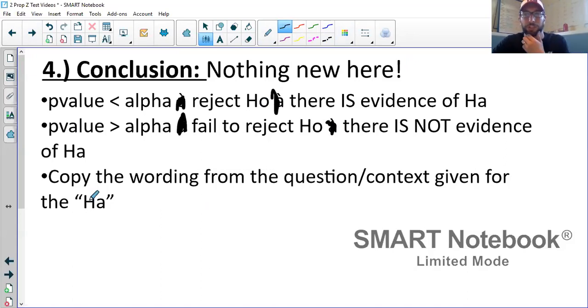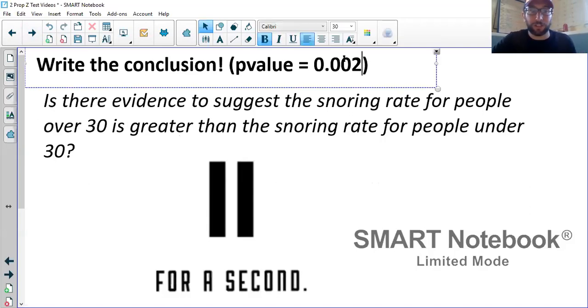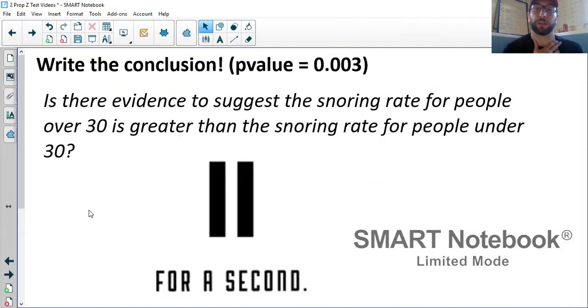And then as I mentioned earlier, we can copy the wording from the context. So take a minute. I'm just bringing up the original question. Our p-value is actually 0.0003 if I was better at rounding. Don't worry, I'm better at stats than rounding. Is there evidence to suggest the snoring rate for people over 30 is greater than the snoring rate for people under 30? Write it up.